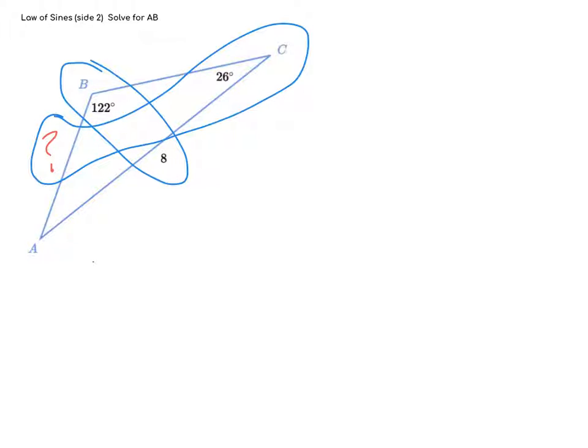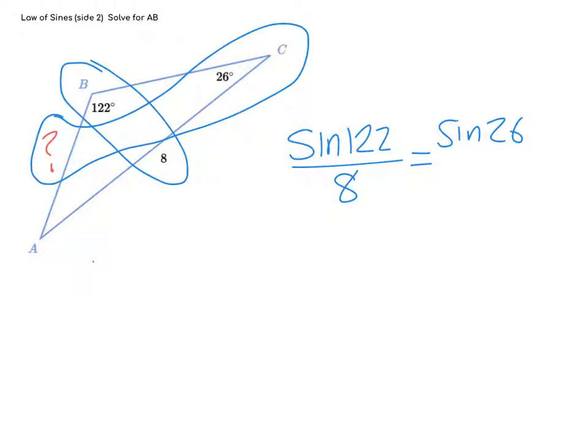The way that we set up law of sines is that we take the sine of an angle, so the sine of B, which is 122, divide that by the length of its opposite side, so that's 8. And then we're going to do sine of angle C, which is 26 degrees, and divide that by our question mark.